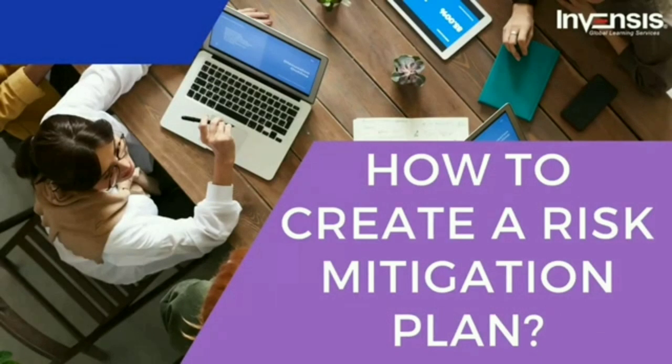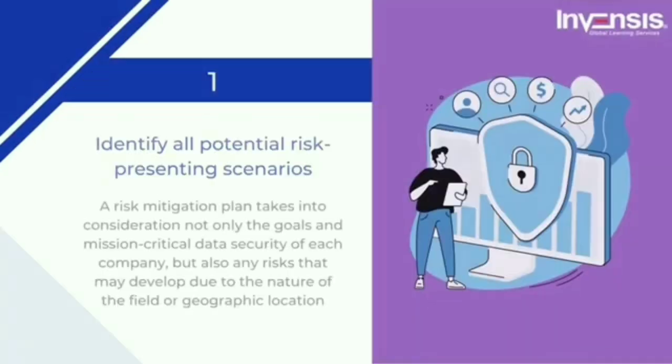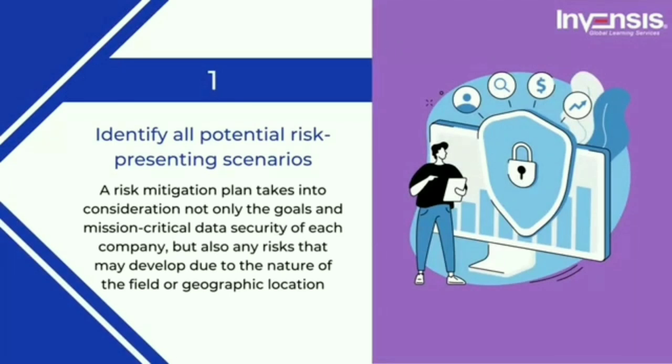There are a few steps that are generally standard when building a risk mitigation strategy for most companies. Recognizing recurrent threats, prioritizing risk mitigation, and monitoring the set plan are essential components of a complete risk mitigation approach. Here are 5 basic stages involved in the formulation of a risk management plan. First, identify all potential risk-presenting scenarios.